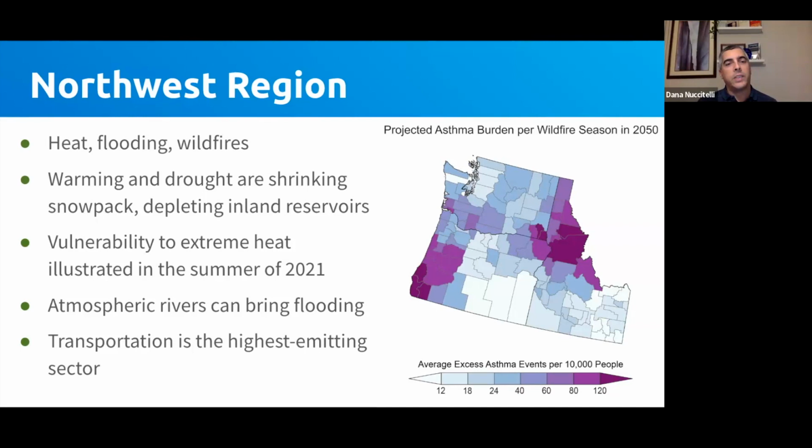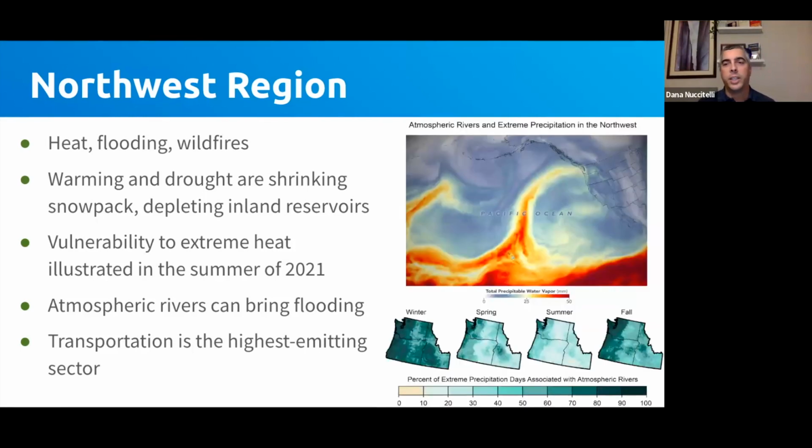Another issue is atmospheric rivers in the Pacific Northwest, which can cause flooding. And you can see that on this nice chart from the report on the right, where the red is the potential path of an atmospheric river, which basically brings a whole lot of water and dumps all that water in the form of extreme precipitation when it passes over the land.